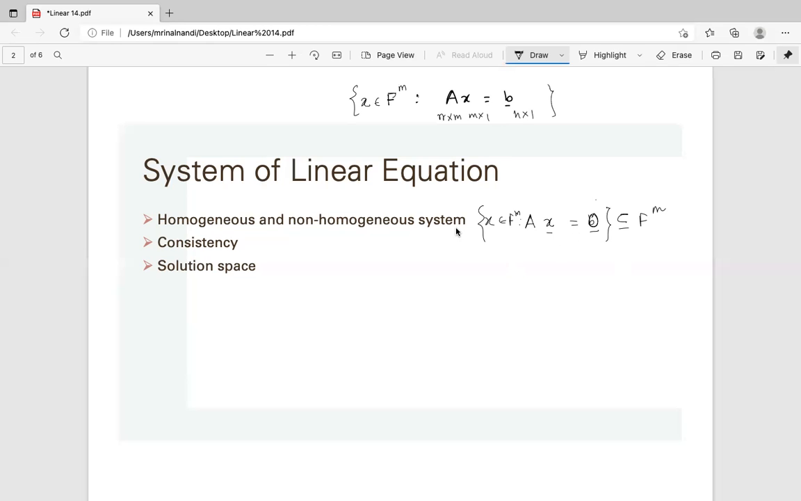Now, you can think of a system of linear equations like this. If there is a matrix A, there is a corresponding linear transformation from, in general, Fm to Fn, where A is n cross m. Then T_A of x is just Ax. So that means actually equations.